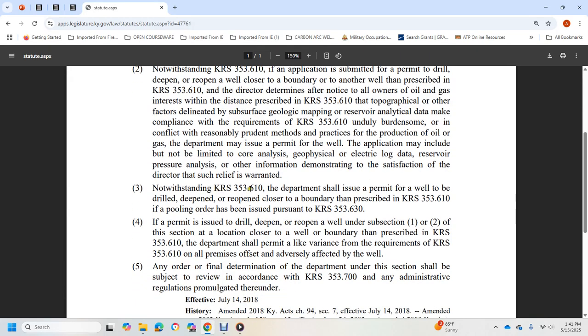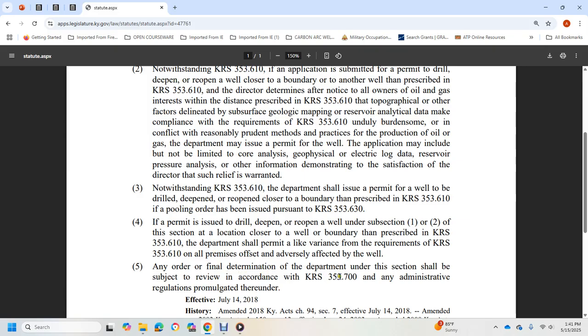Notwithstanding Kentucky Revised Statute 353.610, the department shall issue the permit for a well to be drilled, deepened, reopened, or located close to the boundary prescribed in Kentucky Revised Statute 353.610 if a pooling order is issued pursuant to Kentucky Revised Statute 353.630. If the permit is issued to drill, deepen, or reopen the well under Sections 1 and 2 of this section, the location close to the well and boundary prescribed in 353.610, the permit acts as a variance required in 353.610 when all permit officers are adversely affected by the well.